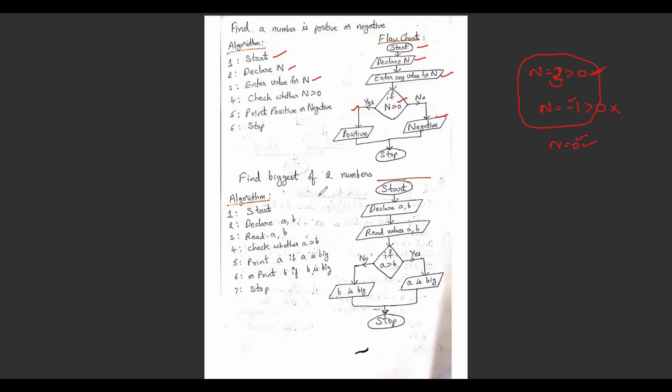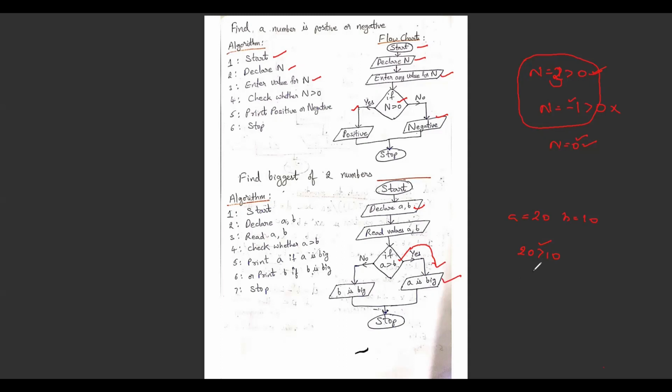Okay. And in the same way, you're going to print the biggest of two numbers, the same condition. I'm going to declare two variables, right? A value equals 20, b value equals 10. If a greater than b, that is 20 greater than 10, it checks the condition. Yeah, 20 greater than 10 is true. So it comes to the yes branch and it is going to print a is big.